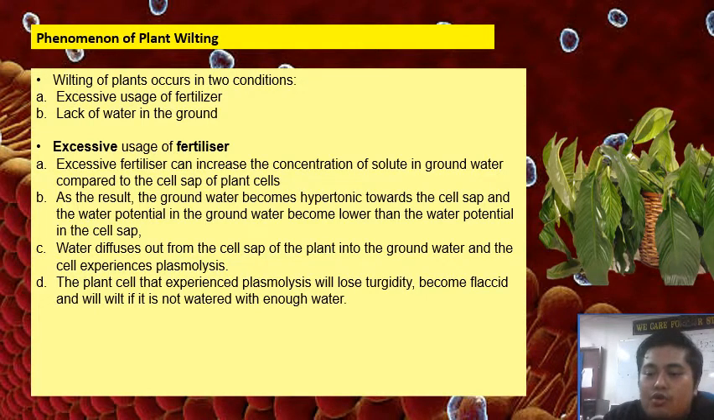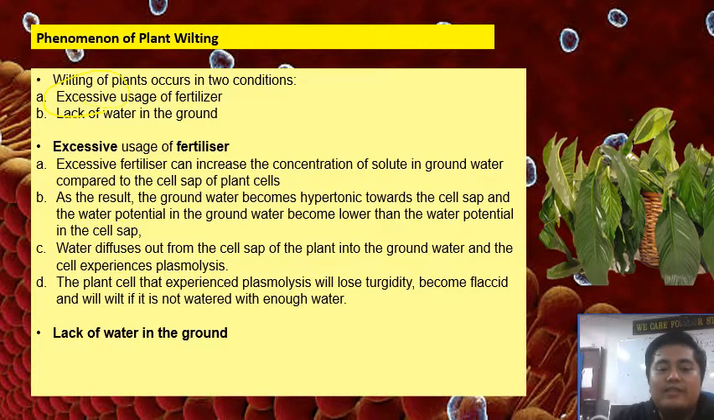So macam kat tepi ni, pokok dia mula layu. Kenapa dia layu? Sebab air daripada dalam meresap keluar. Kenapa dia meresap keluar? Sebab kepekatan solid dekat luar lagi tinggi berbanding dalam cell sap. Kenapa tinggi? Sebab dia guna banyak baja.